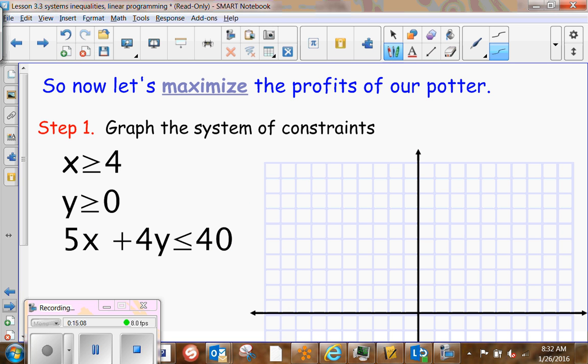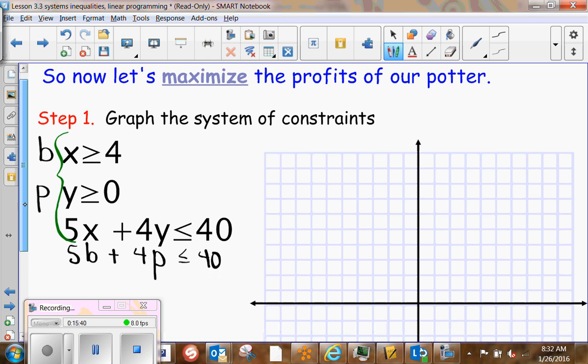All right, so here were our constraints. Remember, these were our bowls. I'm going to leave the x's and y's to make more sense here. But we had the bowls were greater than or equal to 4. These were our plates, right? And this was our 5 bowls plus 4 plates had to be less than or equal to 40. So I'm going to graph my three constraints. And it'll give me an area on my graph.